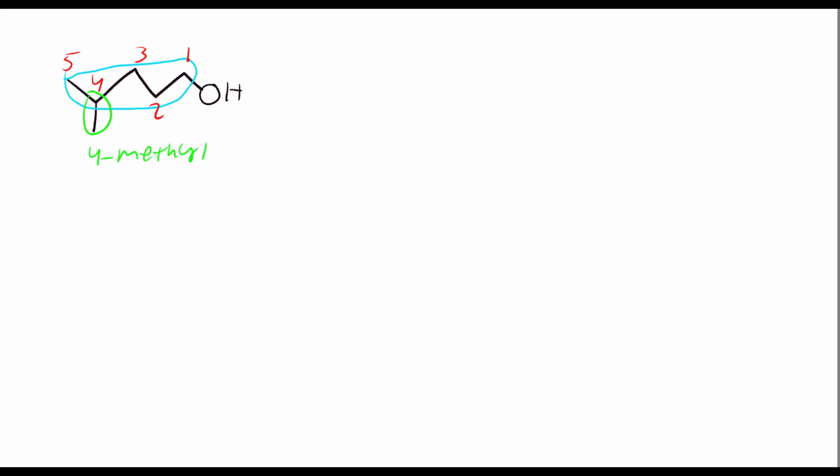So we can say that we have a 4-methyl, not hexanol, pentane, and then what? What do we have? An alcohol, so we say OL, pentanol.